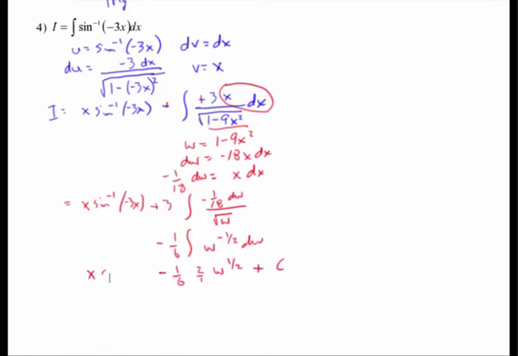Let's go ahead and write our inverse trig here. And simplify. This will be negative 1/3. Go ahead and substitute back in for w. This would be the square root of 1 minus 9x squared. Have our plus c. Write that first part because that's not changing. And that is it for that type.